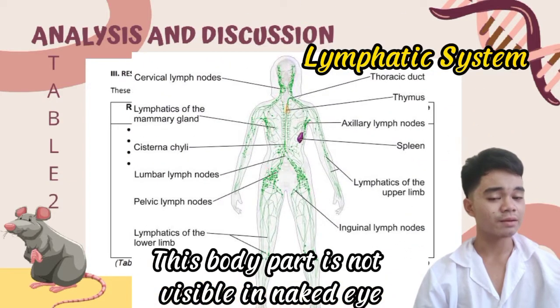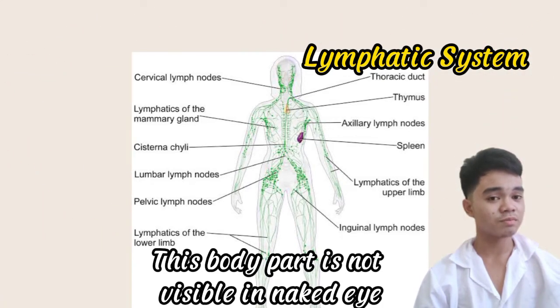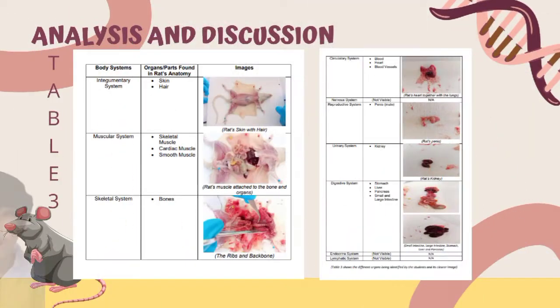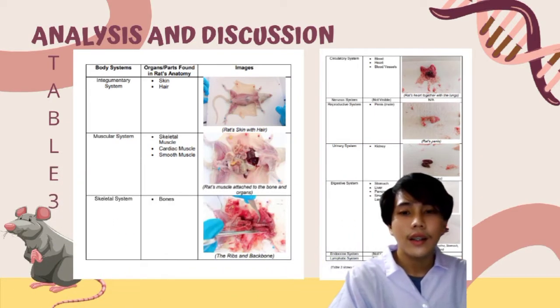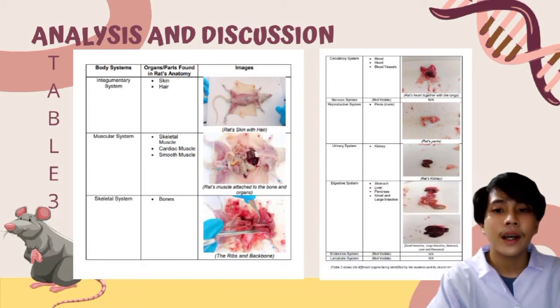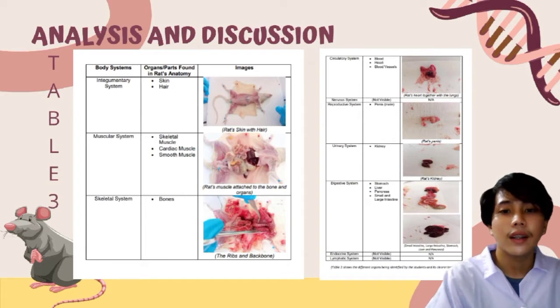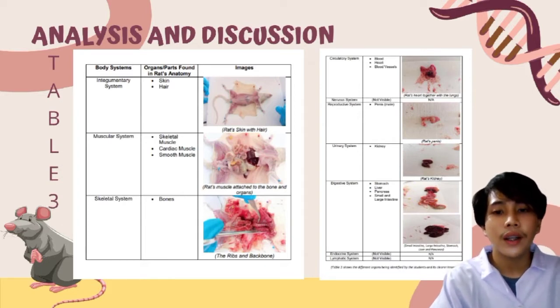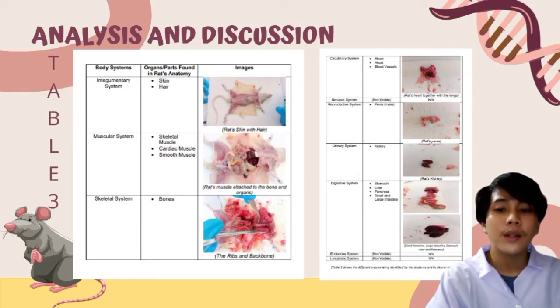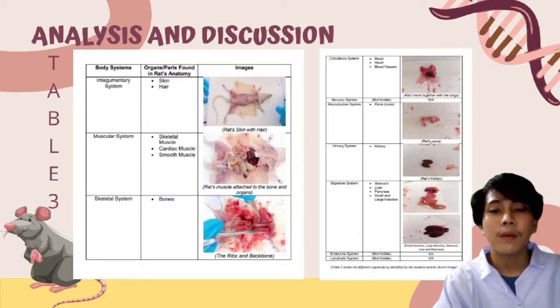Another example is the lymphatic system, which was also not observed by the students because its components such as thymus, tonsils, bone marrow, Peyer's patches, and mucous membranes are too small. According to table number 3, some organs are visible and have been observed and identified. The students researched to find out which system it belongs to and its function in the body of living organisms such as humans and the rats used in the experiment.